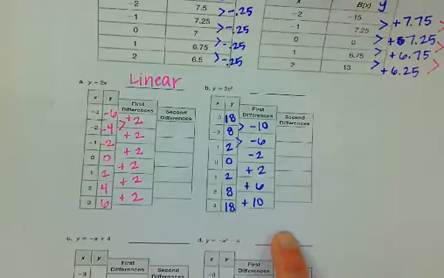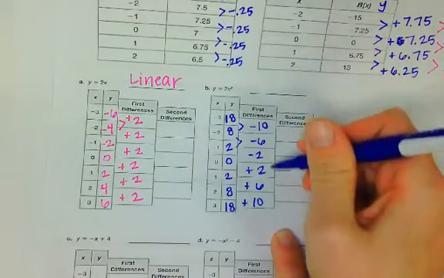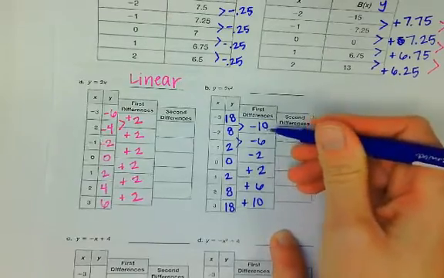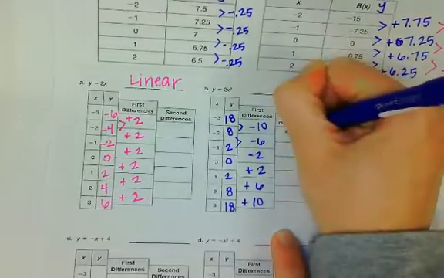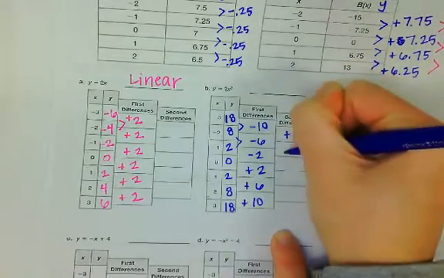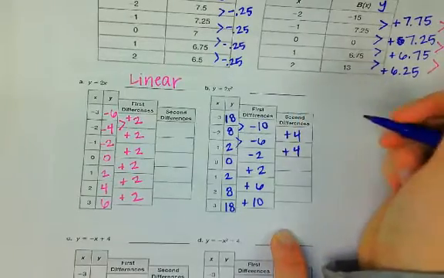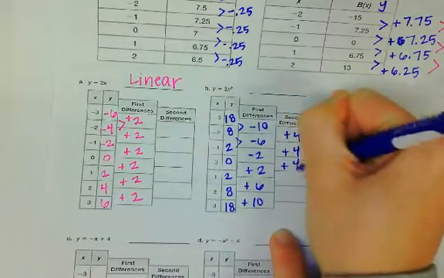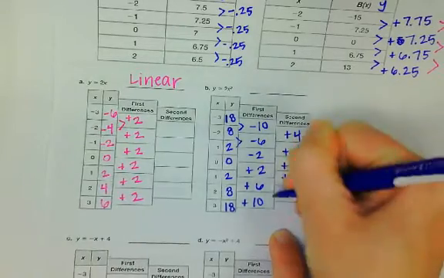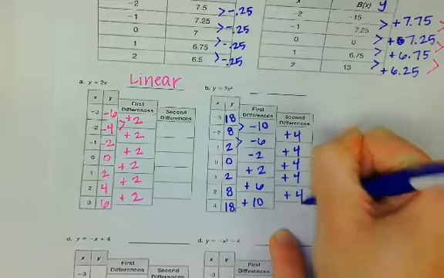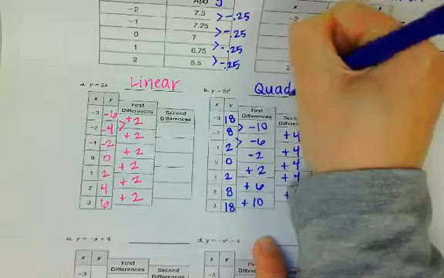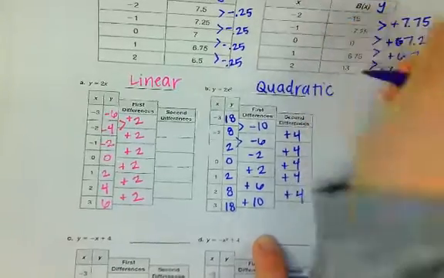And then I'm going to check the second difference. So I'm going to look and see how much are these differences changing by. So to get from negative 10 to negative 6, it's adding 4. From negative 6 to negative 2, that would have to add 4 more. Same thing from negative 2 to 2, from 2 to 6, and from 6 to 10. So because the second difference is the same, I know that this is quadratic.